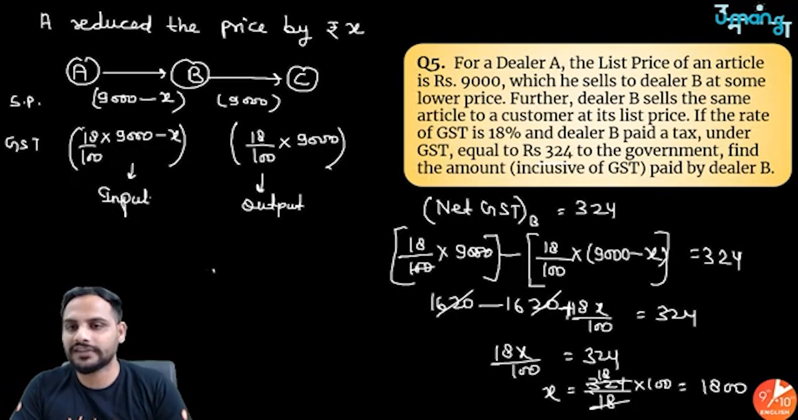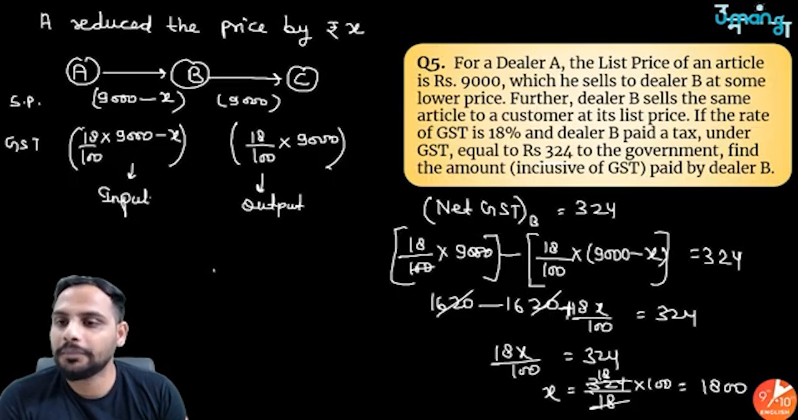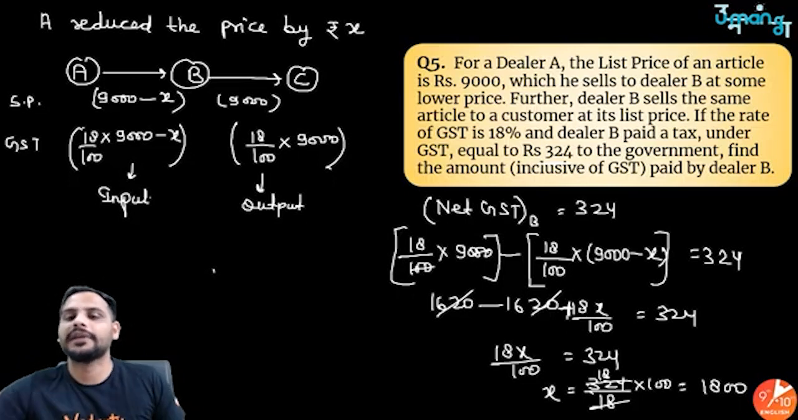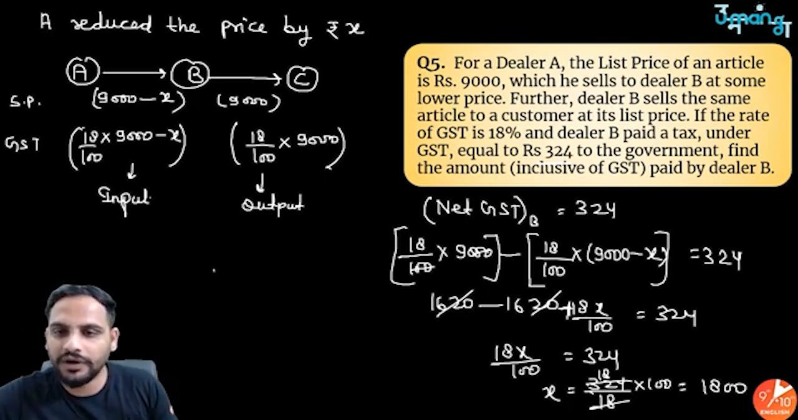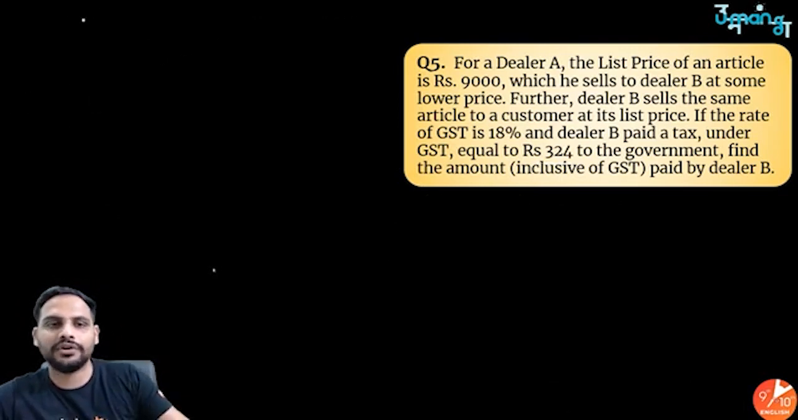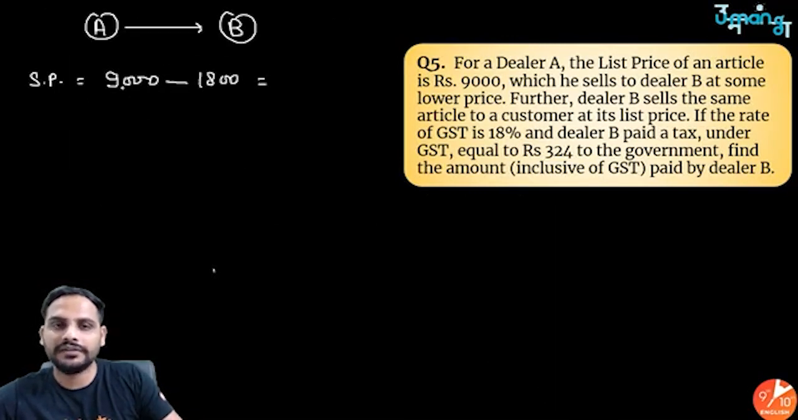So what the question is asking? Find the amount inclusive of GST paid by dealer B. How much amount dealer B has paid inclusive of GST? So I got to know in this transaction from A to B, the selling price was, A has reduced the price by 1800. So minus 1800, which is equal to how much? It will be equal to 7200.